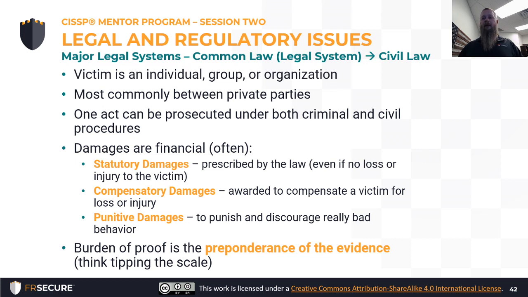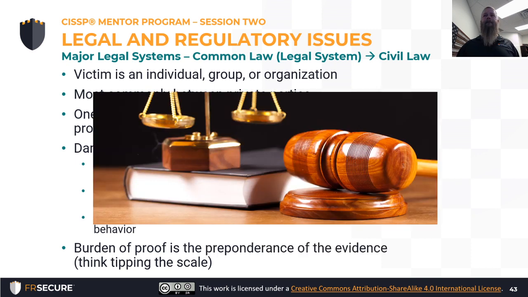Punitive damages are meant to punish you. Maybe the act was so egregious that we want to make an example out of you. So we're going to sue you for $6 billion or whatever. That would be punitive damages. The burden of proof in civil law, the civil law type within the common law legal system, is preponderance of evidence. Tipping the scale. See the scale?